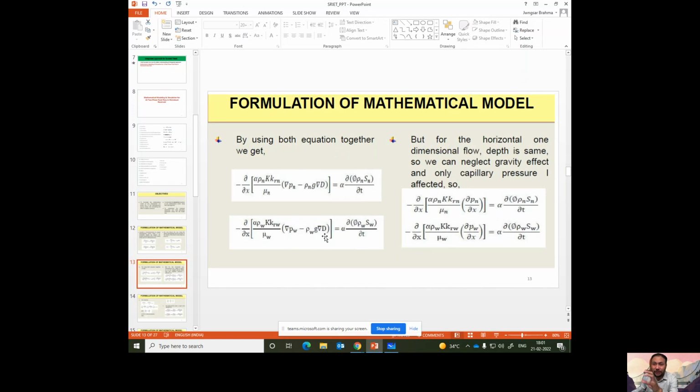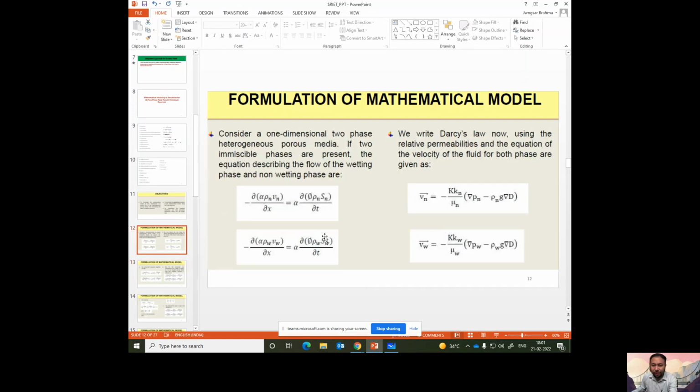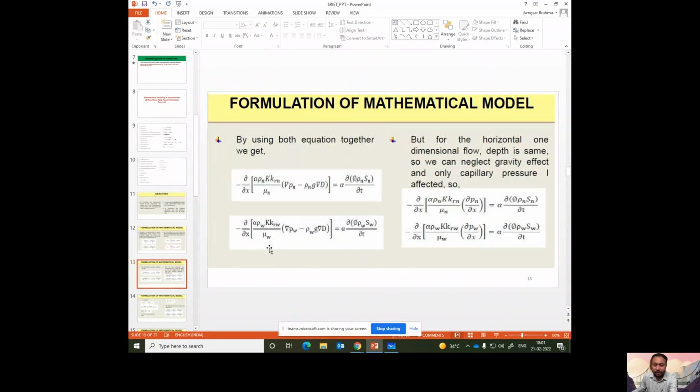Okay. So from Darcy's equations, I got the value of V. From here, I put it here. After putting it here, I can get two new equations. One is for the non-wetting phase, the second is for the wetting phase. But for the horizontal one-dimensional flow, the depth is the same. If it is one dimension and only horizontal, the depth is constant, right?